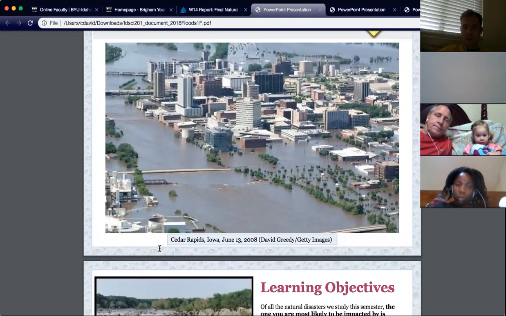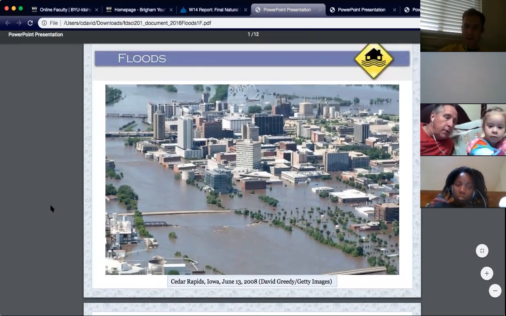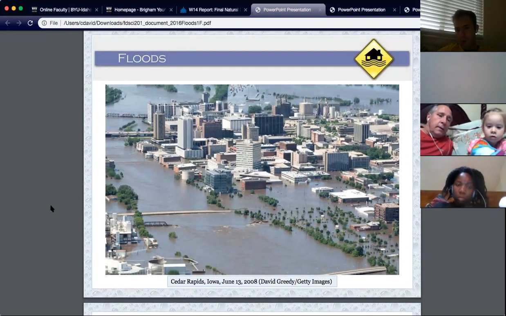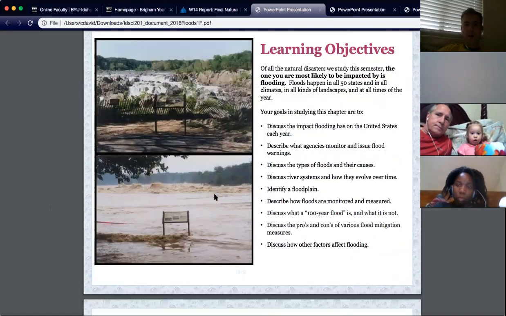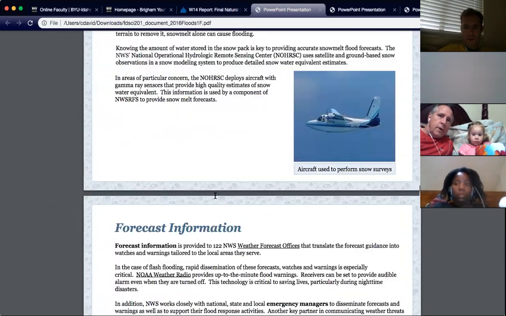Here, this first picture is major flooding in the city of Cedar Rapids. You can see the whole city's inundated. The roads are covered, and even the first story is almost completely underwater. So that's an example of major flooding. So let's go back down here.